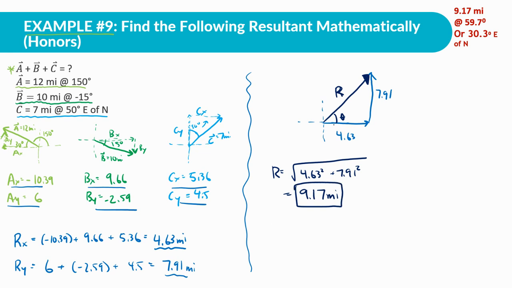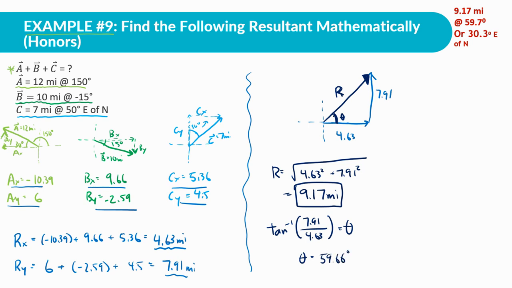And then to find this angle here, I'm just going to use tan. You could use other things, but I'm going to do inverse tan of opposite 7.91 over adjacent 4.63. This will give me an angle. Tan inverse of 7.91 divided by 4.63, and that gives me 59.66.